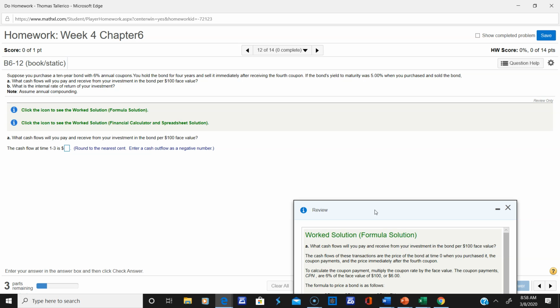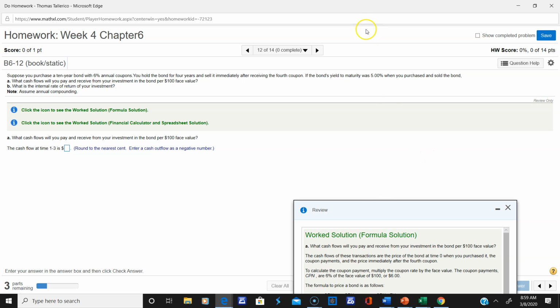Okay, so I have one question here that's an interesting question, and I want to go over it with you. Suppose you purchase a 10-year bond with a 6% annual coupon. You hold the bond for 4 years and sell it immediately after receiving the fourth coupon. So you're going to get 4 coupons, and then you're going to sell it, and the next 6 coupons are going to go to the person who bought it. The question is, what are they going to buy it for? That bond's got to have a price after the 4th year.